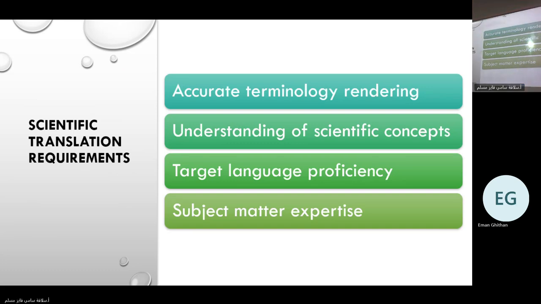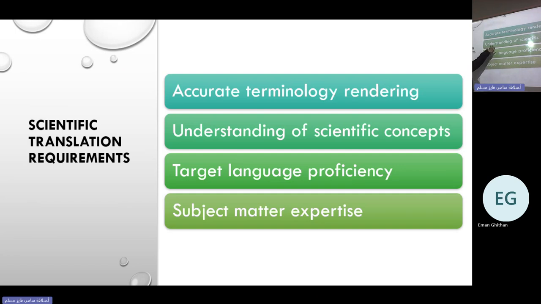So what are the requirements for scientific and technical translation? What do we need? Accurate terminology rendering. What does rendering mean? Giving an alternative word. Okay, it's like explaining the word by giving an alternative word in Arabic. Okay? Understanding of scientific concepts.